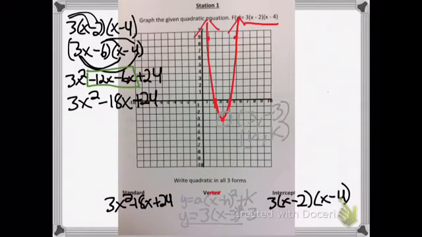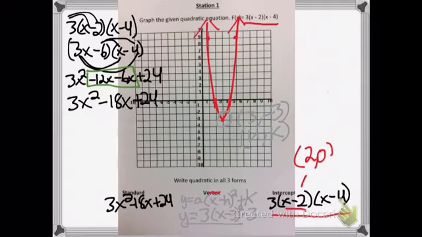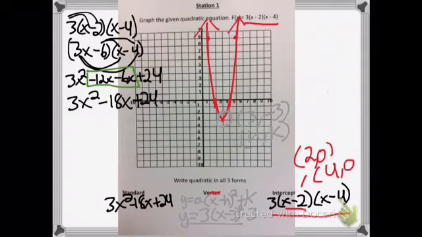Graph the given quadratic equation f of x equals 3 times (x minus 2)(x minus 4). That's already in intercept form. So right here, if you notice, we got x minus 2. If we set that equal to 0, we know our x-intercept is going to be the opposite of negative 2, which is (2, 0), and the opposite of negative 4, which is (4, 0). Remember, it's always opposite when it's inside parentheses. So you see our x-intercepts right there.